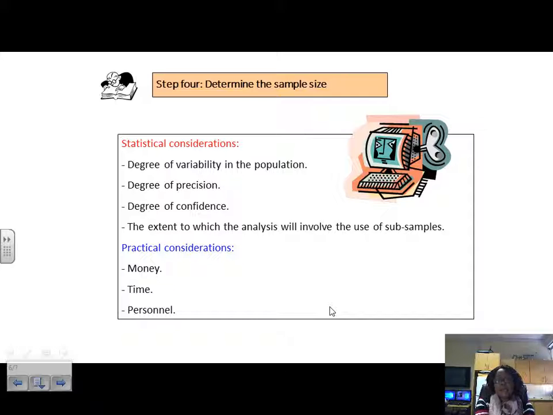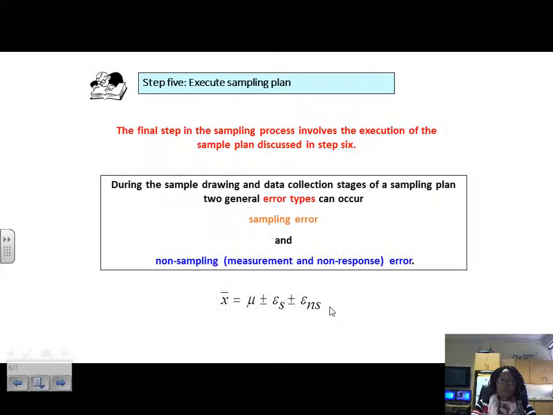As I said, it's very important to make sure that you apply more than one consideration upon determining a sample size. It is usually advisable to consider both qualitative and quantitative measures upon determining the correct sample size for your study. Finally, the last step would then be to execute your sampling plan.